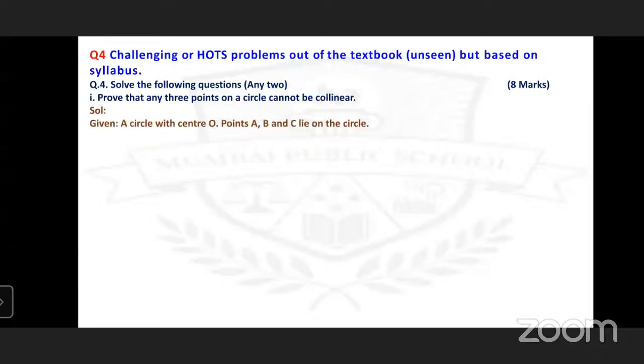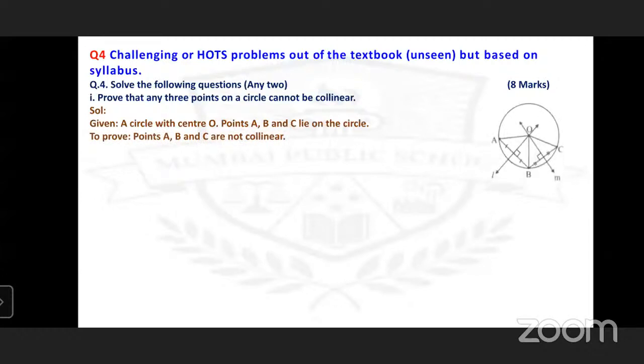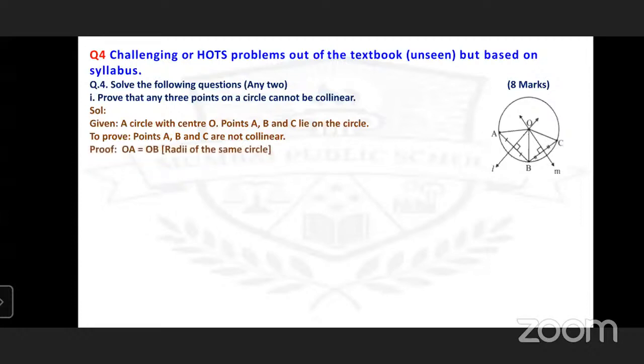So a circle with center O and 3 points, 3 points means point A, B, C lie on the circle. So here we have to prove that these points are not collinear. So for this we draw the figure. See in the figure, O is the center and A, B, C points lie on the circle. Now proof. Start proof. 4 mark question. So we start the proof.